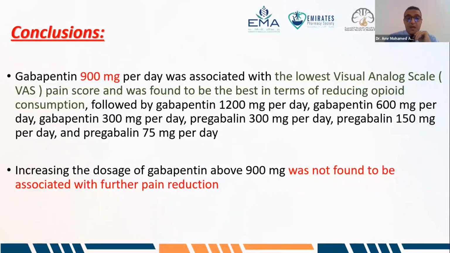and was found to be the best in terms of reducing opioid consumption, followed by gabapentin 1200 and gabapentin 600, then 300, and lastly pregabalin 300 milligram per day and 150. So the upper hand goes to gabapentin 900 milligram. Increasing the dosages of gabapentin above 900 milligram was not found to be associated with further pain reduction.